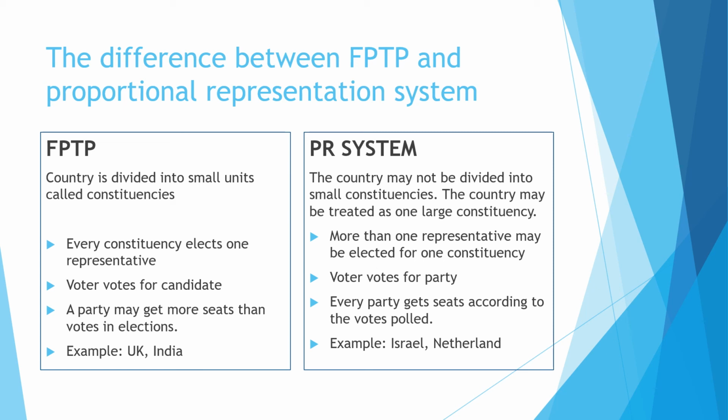In FPTP, voters vote for candidates, while in the PR system, voters vote for a party. So this is the difference. In FPTP, a party may get more seats than its share of votes in the election. Why? Because it is based on the majority. While in the PR system, every party gets seats according to the votes. Examples of the FPTP system are the UK and India, and examples of the PR system are Israel and Netherlands.